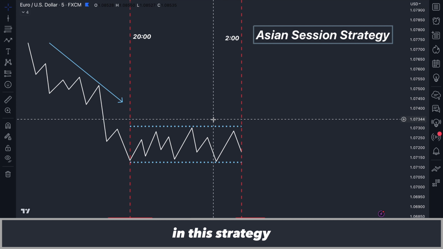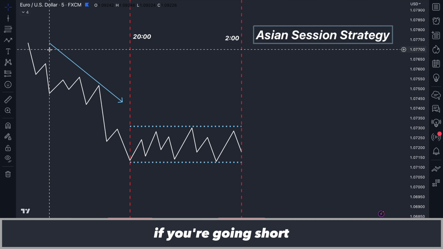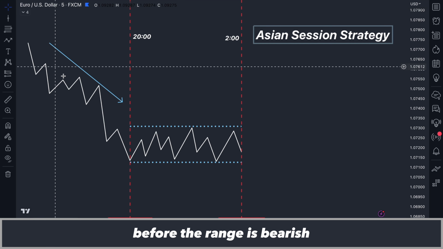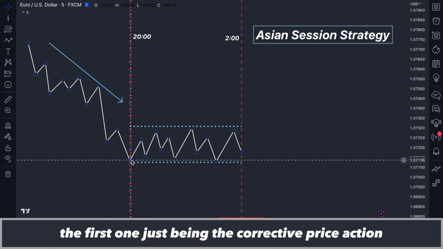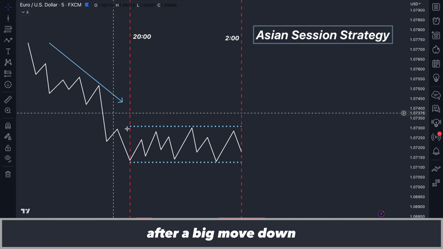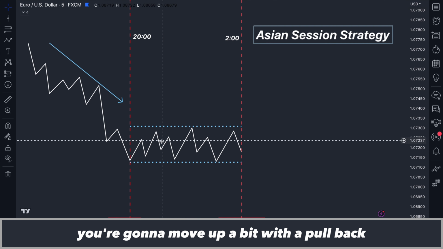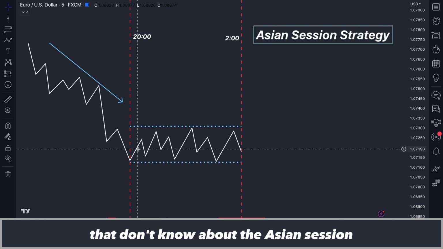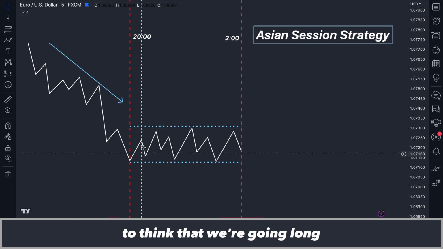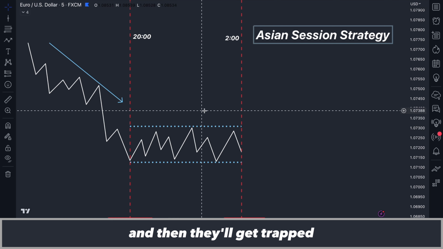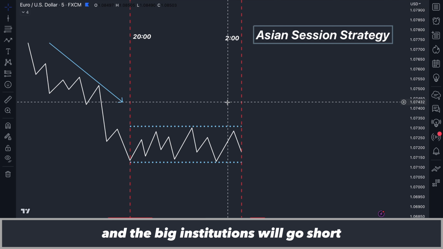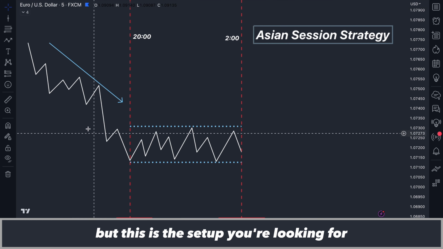And in fact, in this strategy, if you're going short, if the market structure before the range is bearish, you might see a pullback for 2 reasons. The first one just being the corrective price action. After a big move down, you're going to move up a bit as a pullback, but it's also going to trap retail traders that don't know about the Asian session to think that we're going long and the market structure turned bullish, and they might try and enter longs and then they'll get trapped and the big institutions will go short. But this is the setup you're looking for.